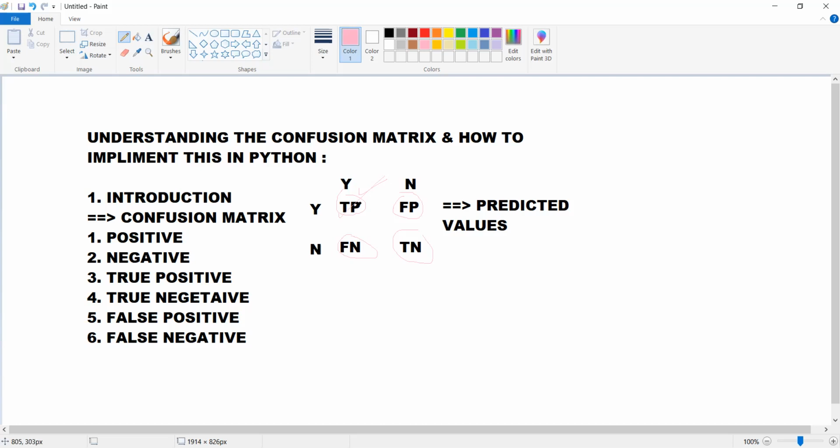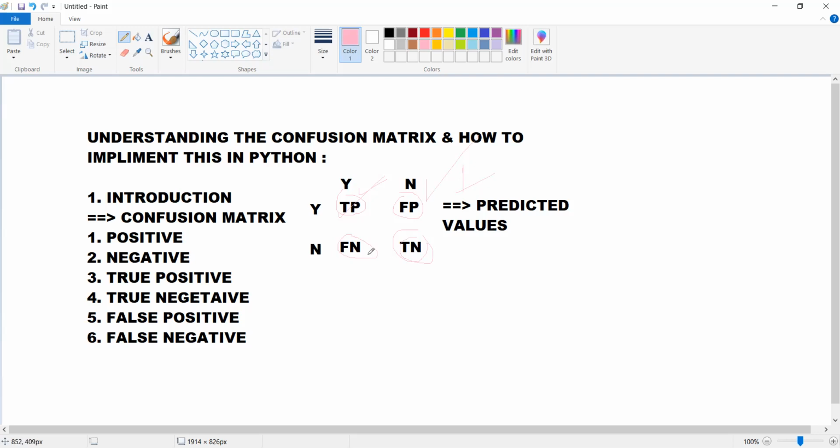What is true negative? Outcomes where the model correctly predicts the negative class. This is called the true negative. What is false positive? This is also called the type 1 error. An outcome where the model incorrectly predicts the positive class when it is actually negative.